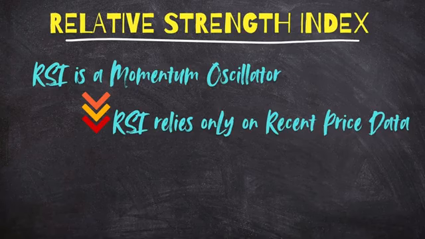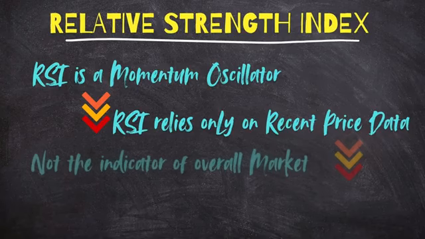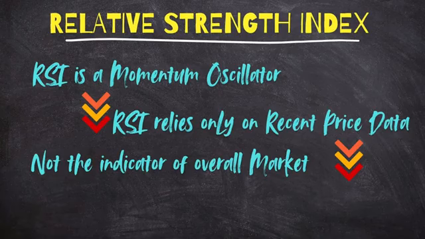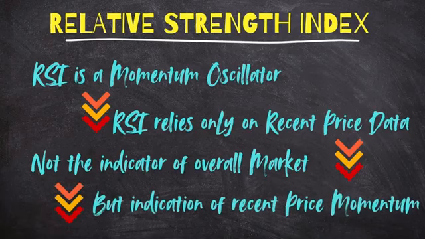It only works on recent price data. And it's not an indicator of the overall market and how the stock is moving, but it is an indication of the recent price momentum. And therefore, we can say that when it hits a particular point, it is representing how rapidly the momentum has shifted in this direction in the recent period.